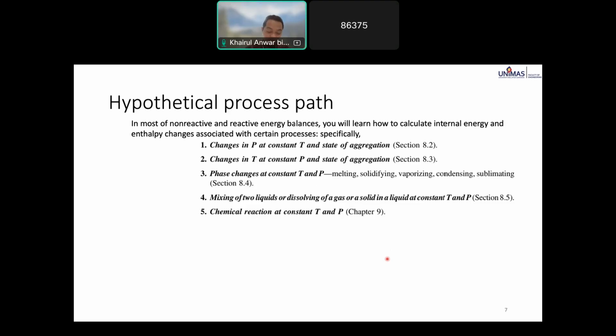So now the hypothetical process path. This is just to introduce it actually. We will learn further about the hypothetical path.